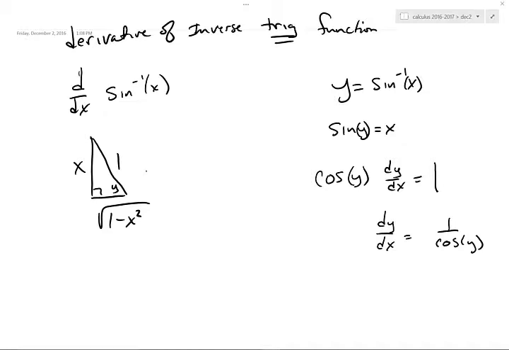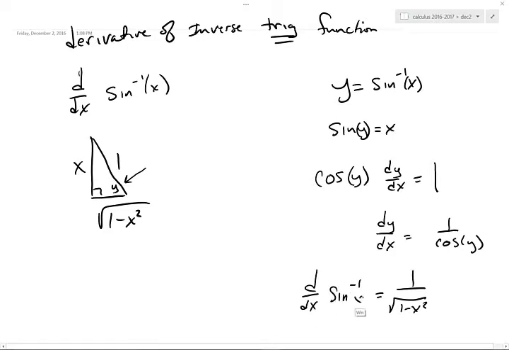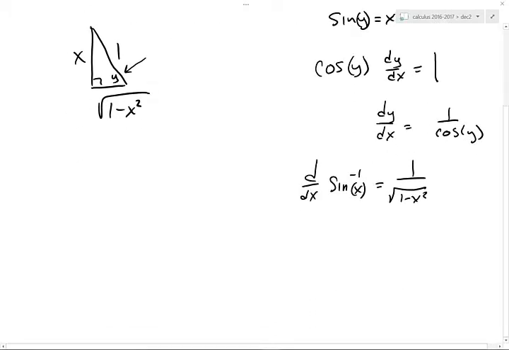Wait a minute, well, y is right here. What is the secant of y in this triangle? Look at it. Secant is 1 over cosine, or hypotenuse over adjacent. This is the derivative of arc sine. Now, look at that problem: that 1 over the square root of 1 minus x squared.